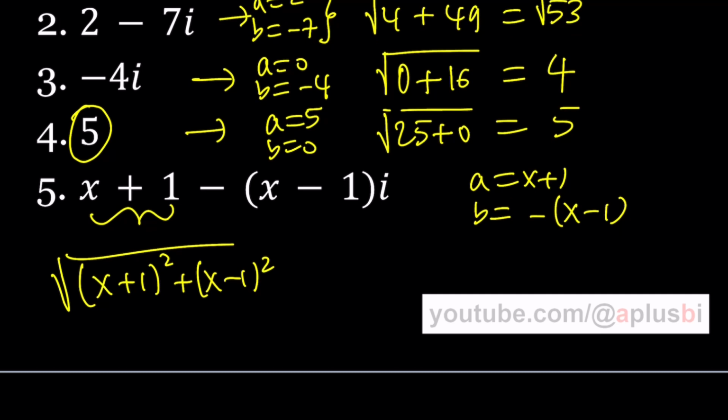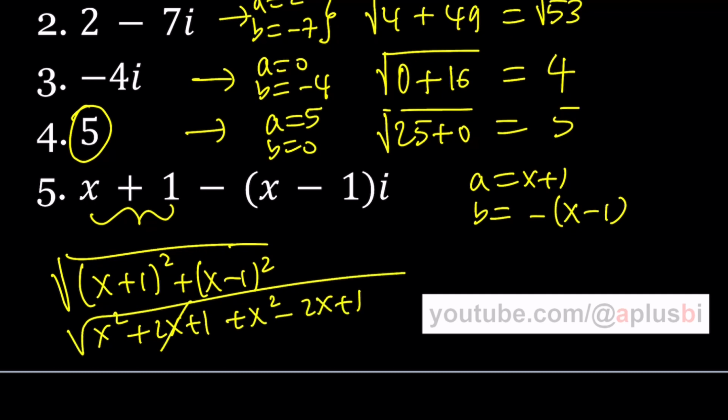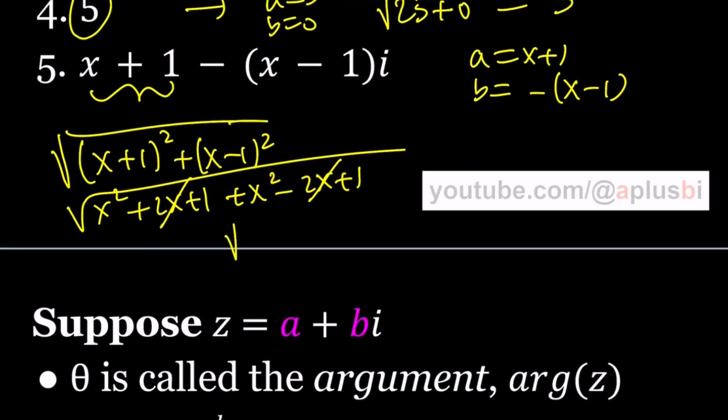When you square these two things, you're going to get x squared plus 2x plus 1 and x squared minus 2x plus 1. And then negative 2x and positive 2x cancel out, and we end up with the square root of 2x squared plus 2, which you can leave like that. You don't really have to take out a square root of 2 because 2 is not a perfect square.